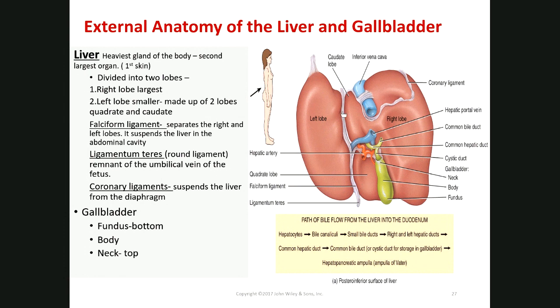We talked about the falciform ligament, which is a ligament that separates the right and left lobes and also suspends the liver from the anterior abdominal cavity. This little ligament down here is called the ligamentum teres, or the round ligament. It's a remnant of the umbilical vein. Up here, we can see the coronary ligament, which suspends the liver from the diaphragm. Connected to the liver, we can see the gallbladder, which we'll learn shortly is where bile is stored. It's made up of a neck, a body, and a fundus on the bottom.